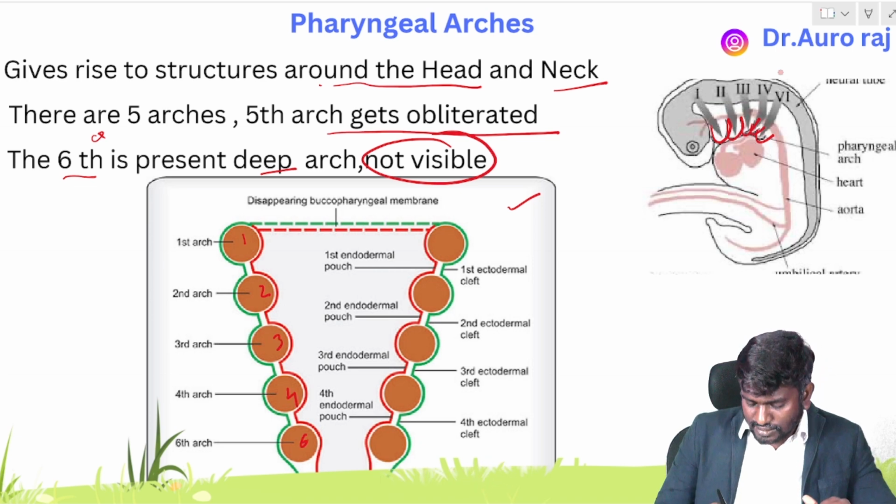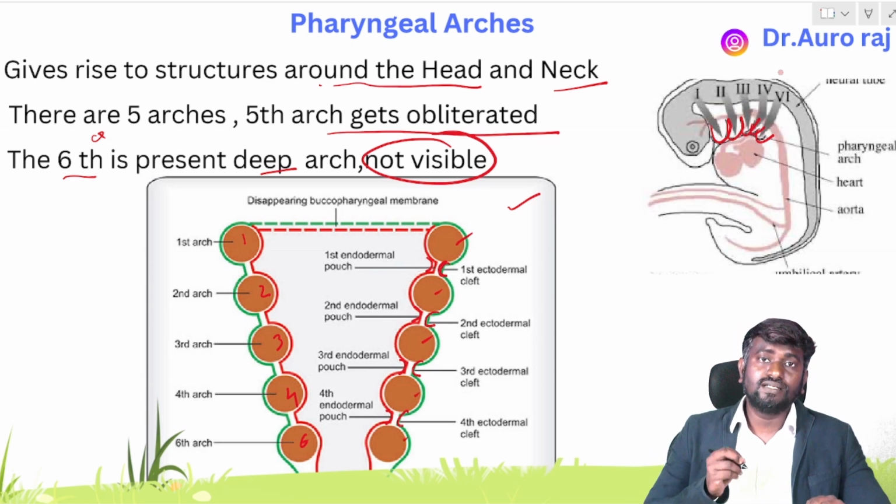Beautiful. The outside region here, this is called as what? The cleft. These are called as the cleft. And these ones inside, these are going to be the pouch. These are called as pouch, and these are going to be what? The arches. Good.